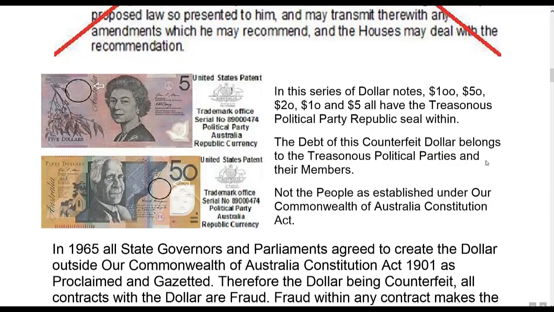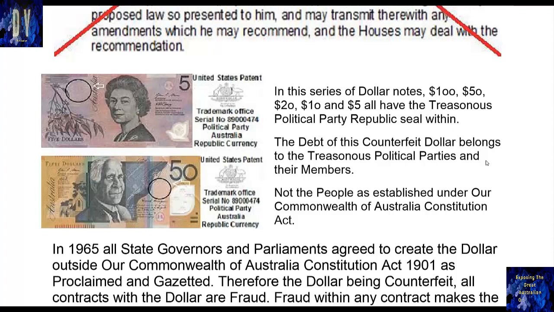Alright, up on the top left hand corner you've got a so-called $5 note, and then under that you've got a so-called $50 note. Now these all have United States patent numbers. Their trademark office serial number is 890000474, and it's political party Australia Republic currency.